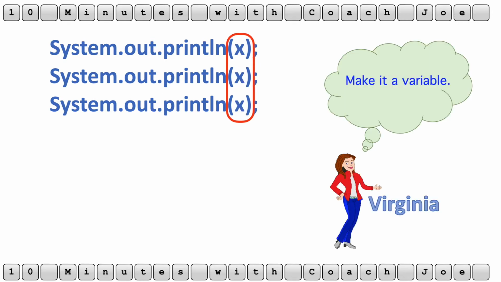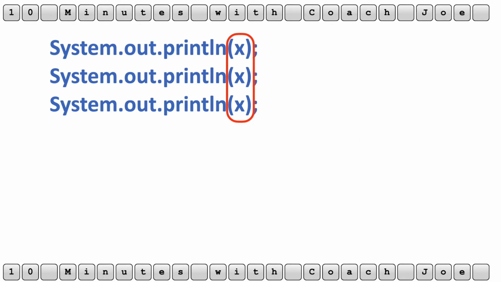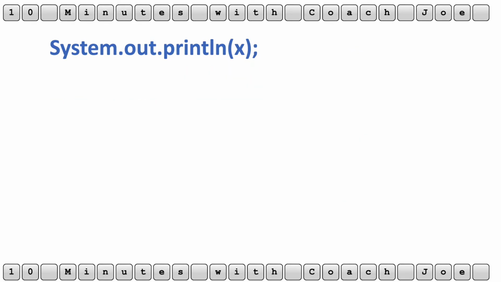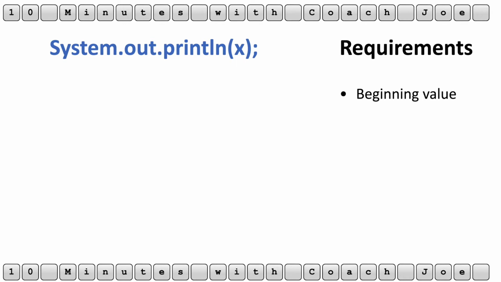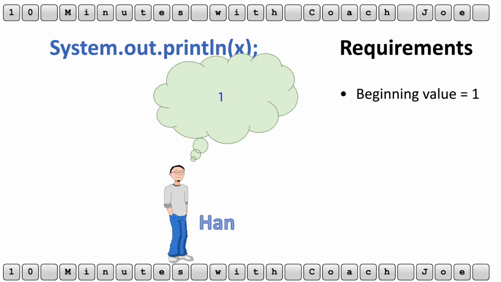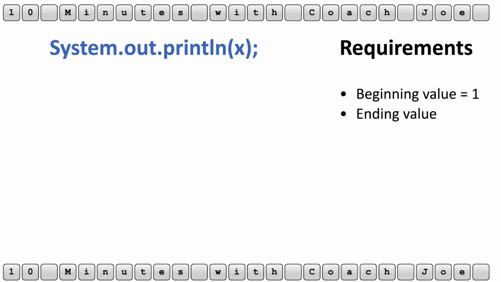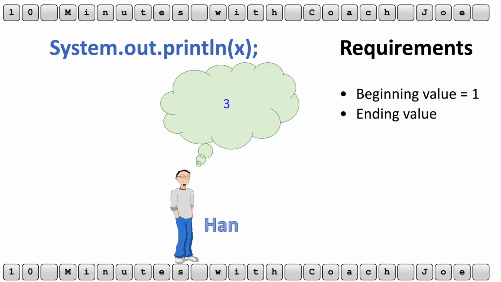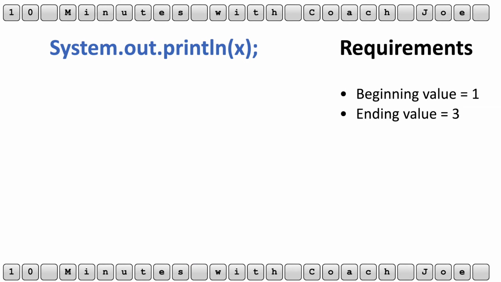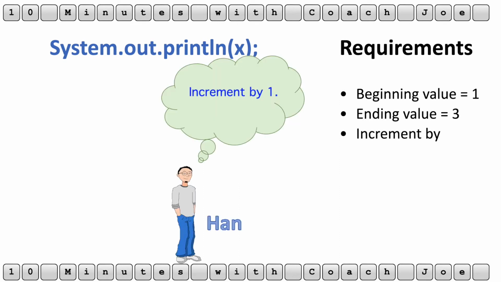Yes, if the numbers 1, 2, and 3 were a single variable, we could reduce these 3 lines down to 1 line of code. With this new variable, we'll need to know a few requirements. What is the beginning value? Correct. 1 is the beginning value. What is the ending value? Correct. 3 is the ending value. By what value will we increment this variable after each print line statement is executed? Yes, we should increment the variable by 1.